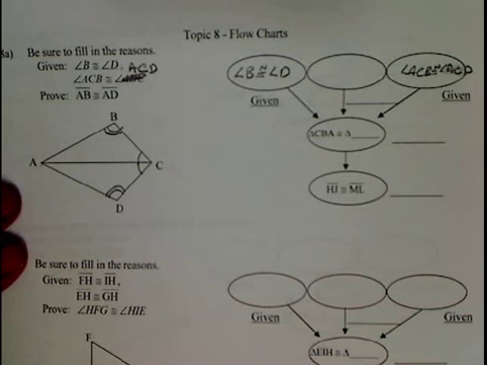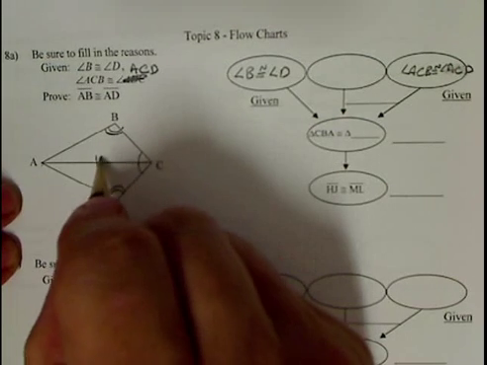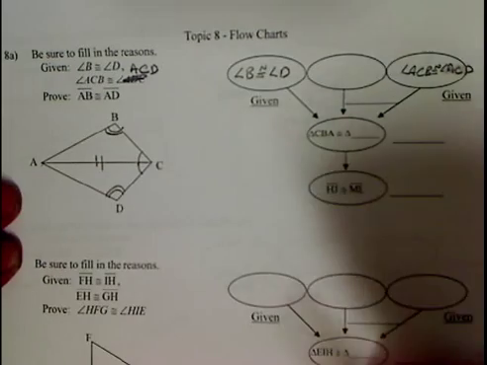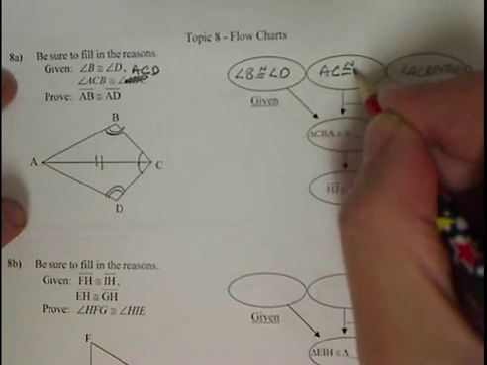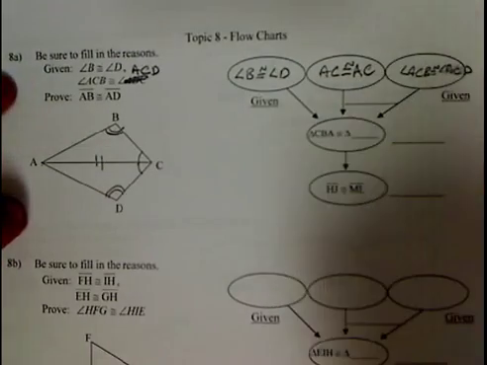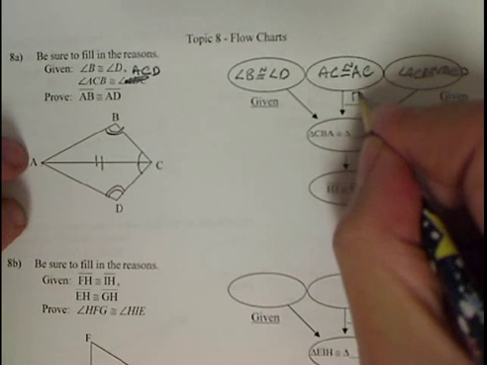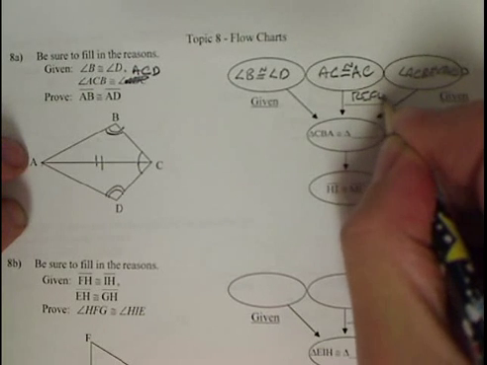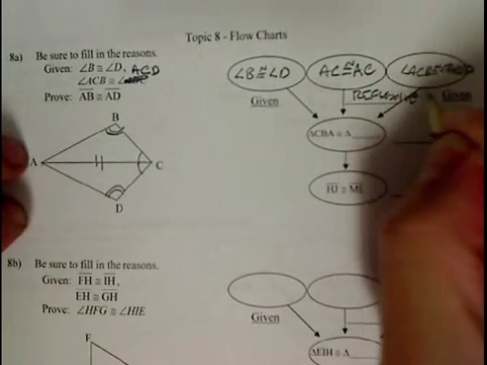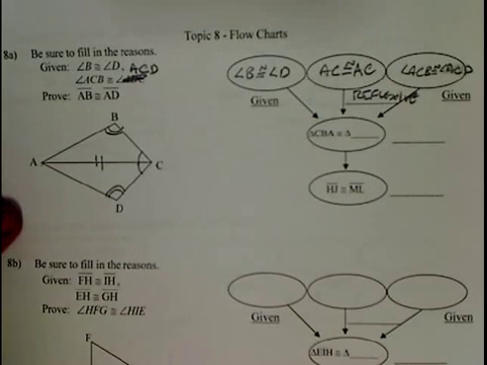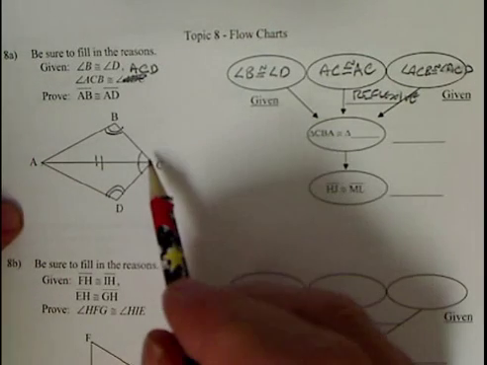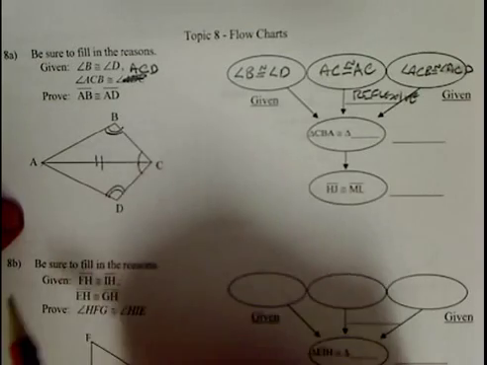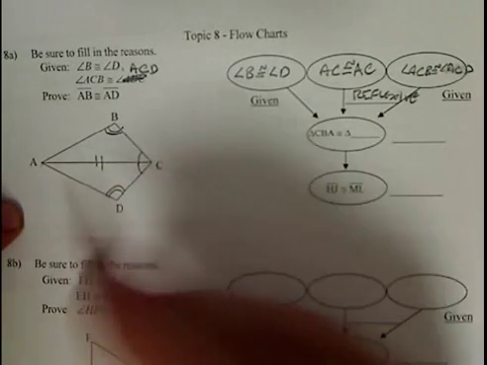Next thing I'm going to look for is vertical angles and reflexive. So I've got this side is equal to itself. That's reflexive. AC is congruent to AC. The reason is reflexive. Okay, so now I've got my triangles congruent. Triangle CBA is congruent to triangle CDA.